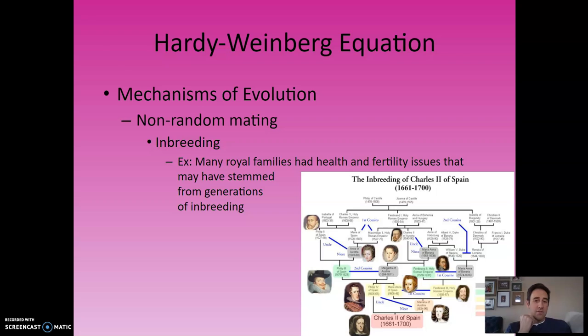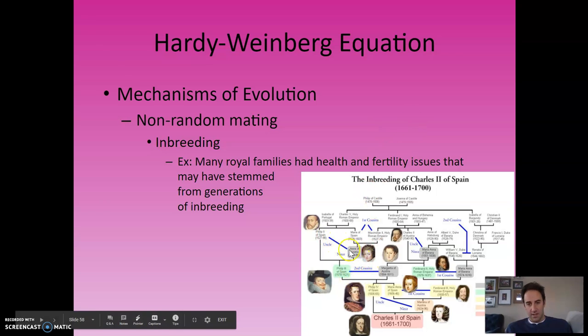So a lot of royal families had health and fertility issues that may have stemmed from generations of inbreeding. And so you can kind of see, there's kind of an uncle-niece thing going on here.